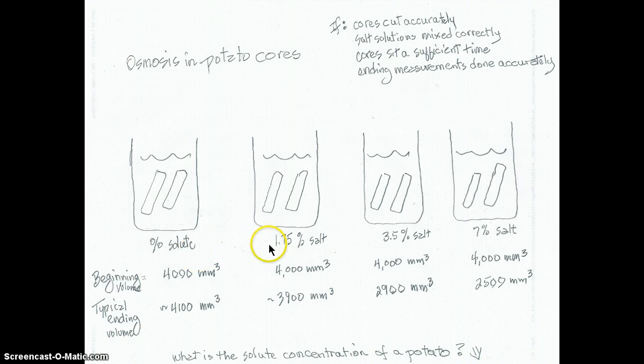Here are our four solutions. Cores in 0% solute, that would be distilled water, not tap water. Cores in 1.75% salt, cores in 3.5% salt, and cores in 7% salt solutions. Let's assume that our beginning volumes were what the directions suggested to shoot for. So the beginning volume of each core in each solution was 4,000 cubic millimeters.